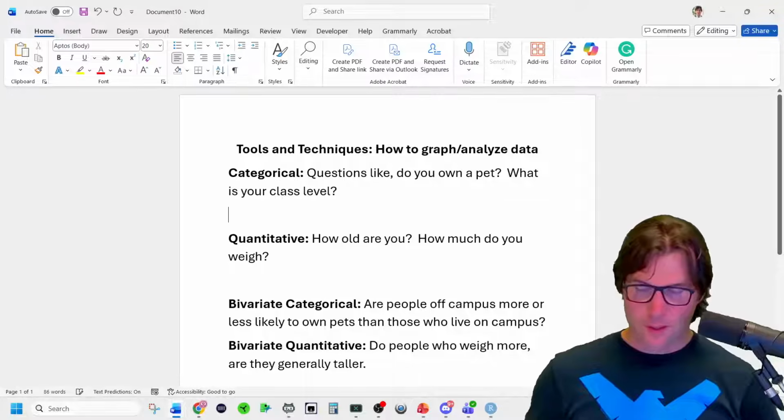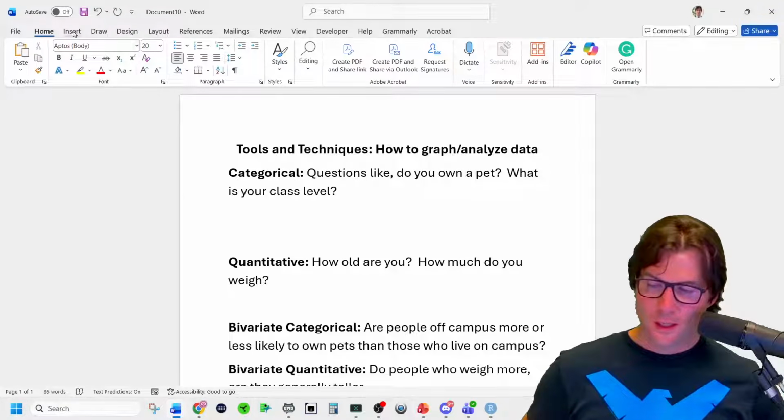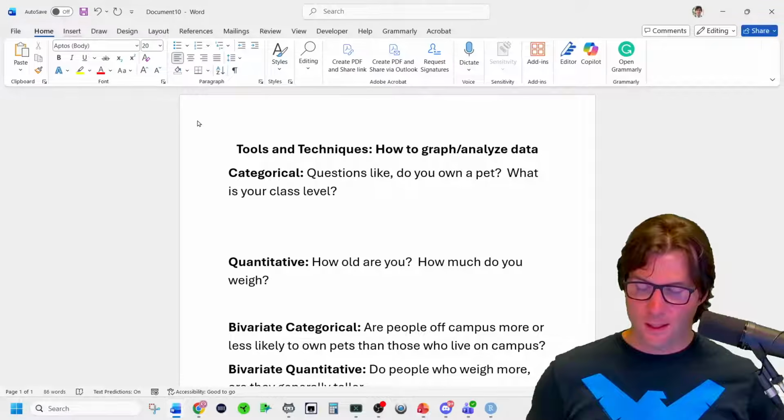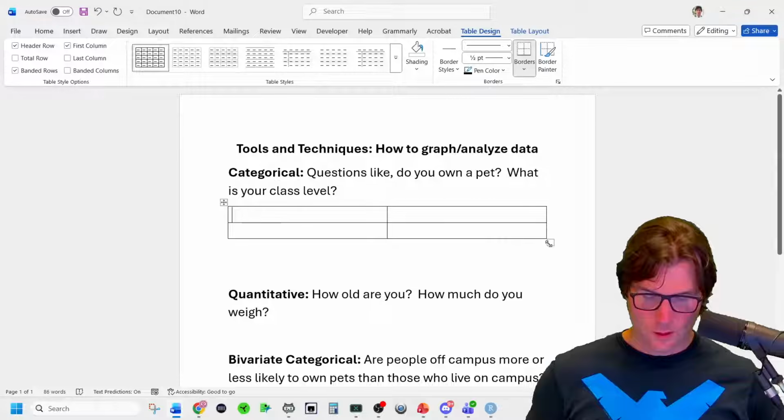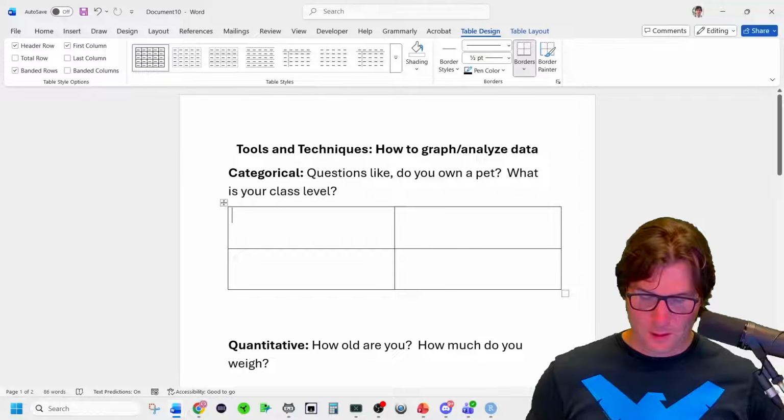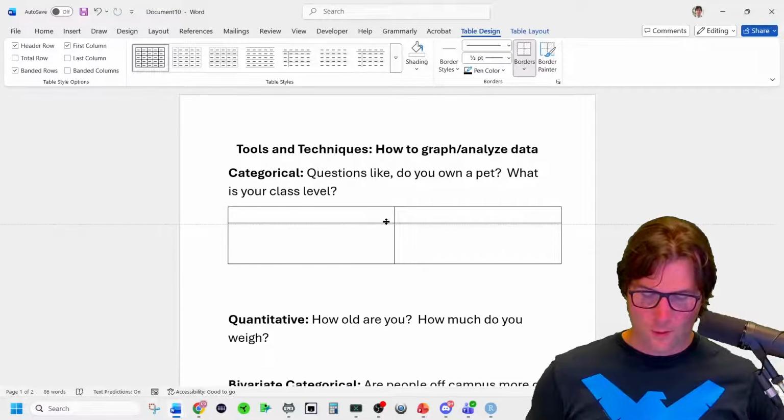So we're going to have a box right here for each of these, graph and analyze. Can anyone help with the graph and analyze on categorical data? What is the graph for categorical data? So we're gonna write here, how do we graph this and how do we analyze it? So we need a graph and an analysis. So what do we mean by a graph?